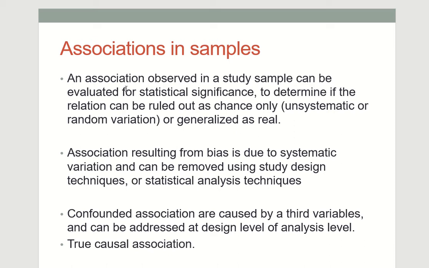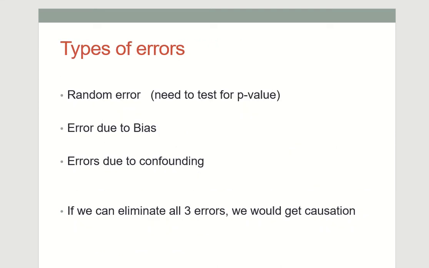So association resulting from bias is due to systematic variation and can be removed using study design techniques or statistical analysis, which we'll address later on in this chapter. Confounding associations are caused by third variables and can be addressed at the design level or analysis, which leads us to true causal association. The point the author is trying to make is that whenever you're looking at a study, you have to consider three types of errors.